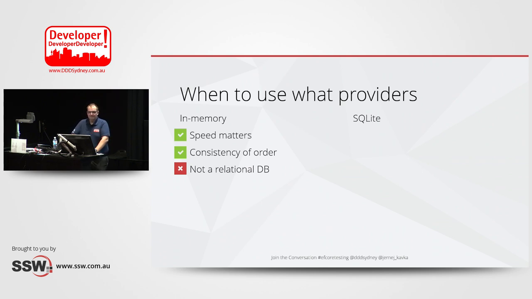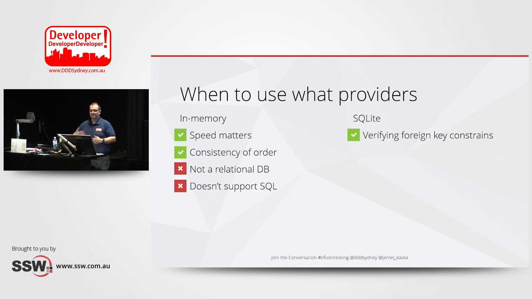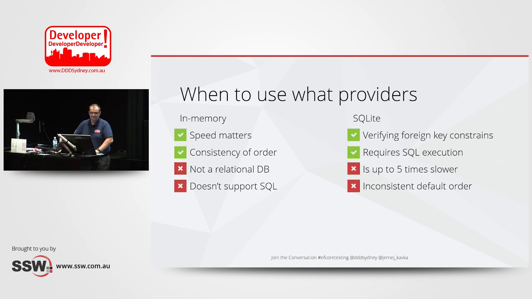But the in-memory provider is not a relational database. So forget about foreign key constraints and other features, but EF Core is smart enough to be able to do join tables and similar features. And it doesn't support SQL statements. Now SQLite, as you have seen, does support foreign key constraints, and it can run SQL statements, but it can take up to 5 times longer to execute. And as I said, inconsistent orders, and although it's a relational database, keep in mind, this is not a SQL Server. It does not have all the features, and when you're executing raw SQL statements, they might not be the same as on SQL Server.